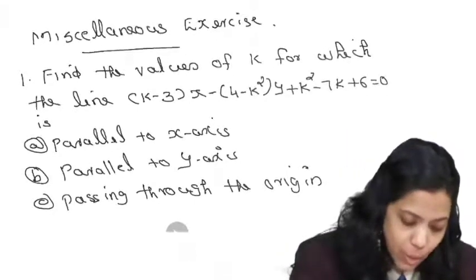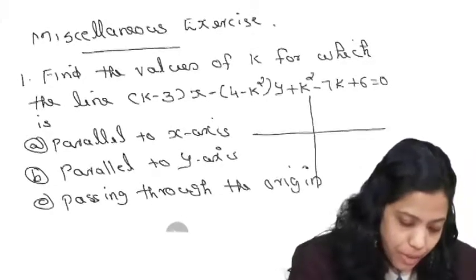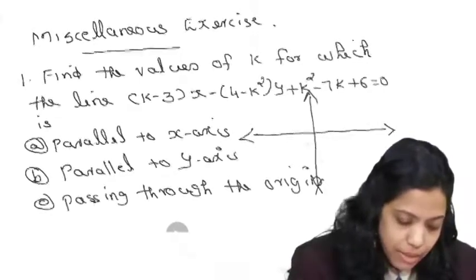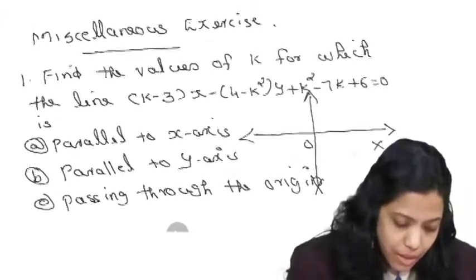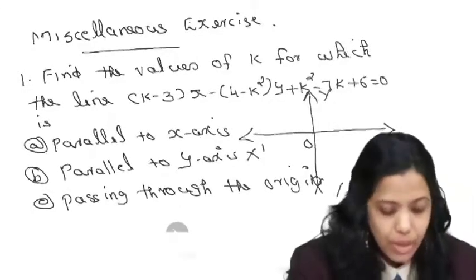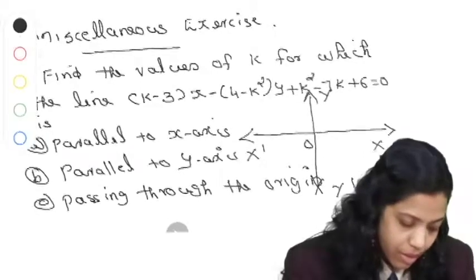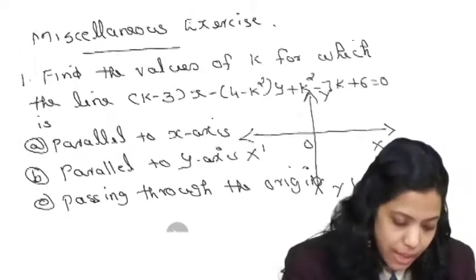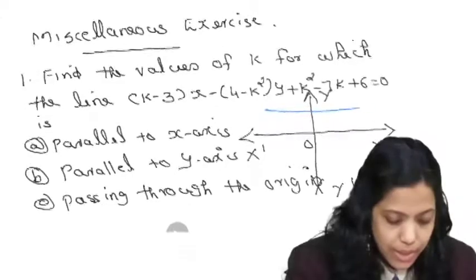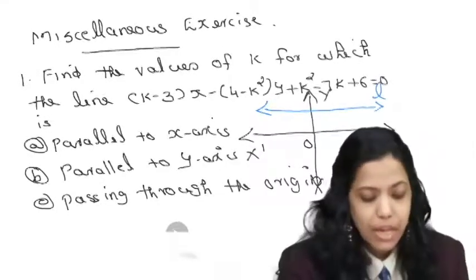So let me draw the x-axis and y-axis first. On the Cartesian plane, we can mark that x and y-axis, OX and X dash, Y dash. So here we are going to draw a line which is parallel to x-axis. So the first case means parallel to x-axis. Here it is the line L that is parallel to x-axis.